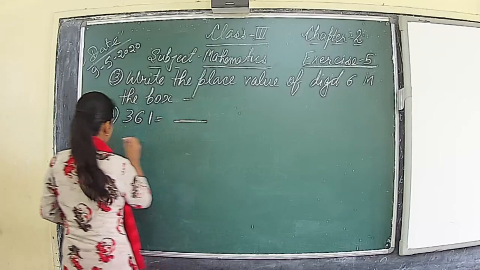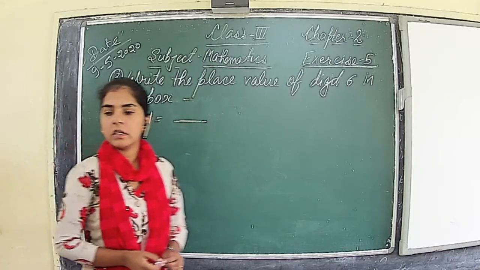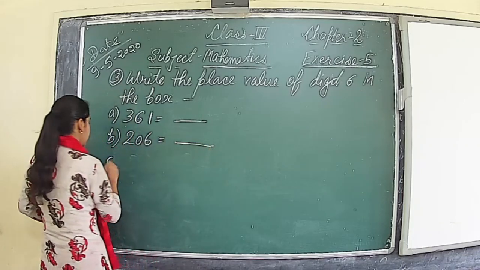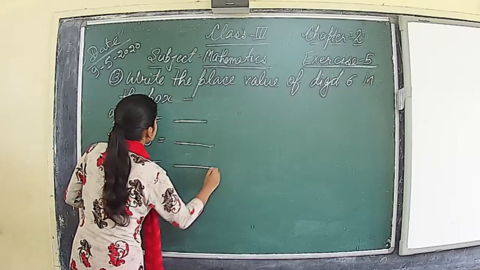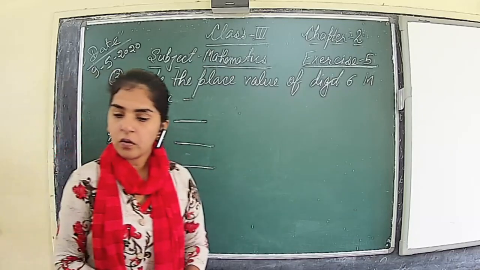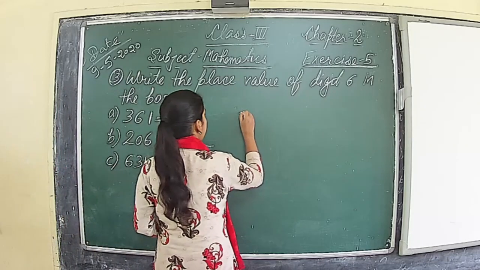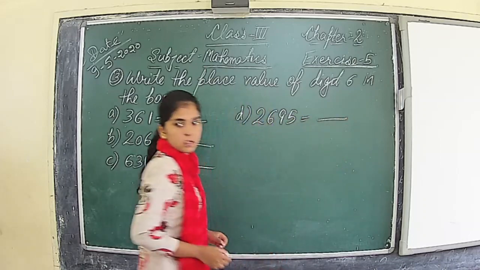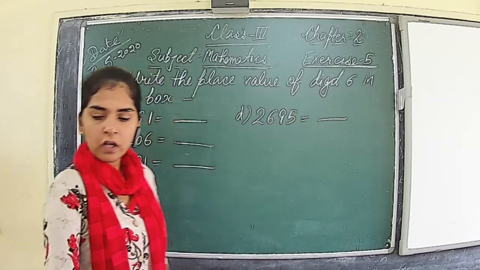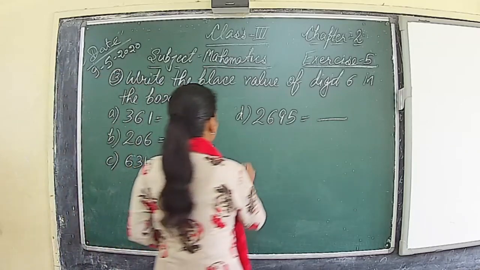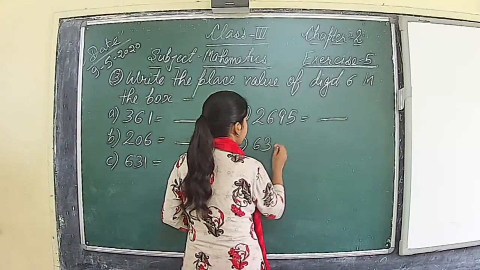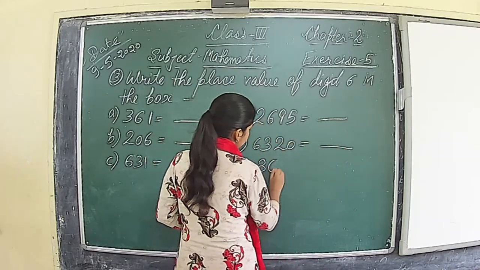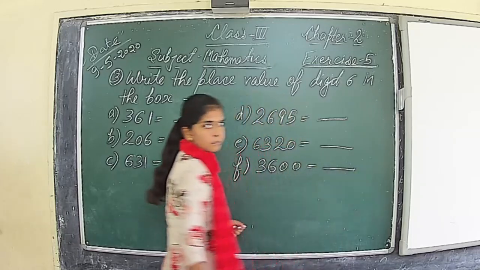Second number is 206. Third number is 631. Fourth number is 2695. Next number is 6320. And the last one is 3600. Okay, these are the numbers.